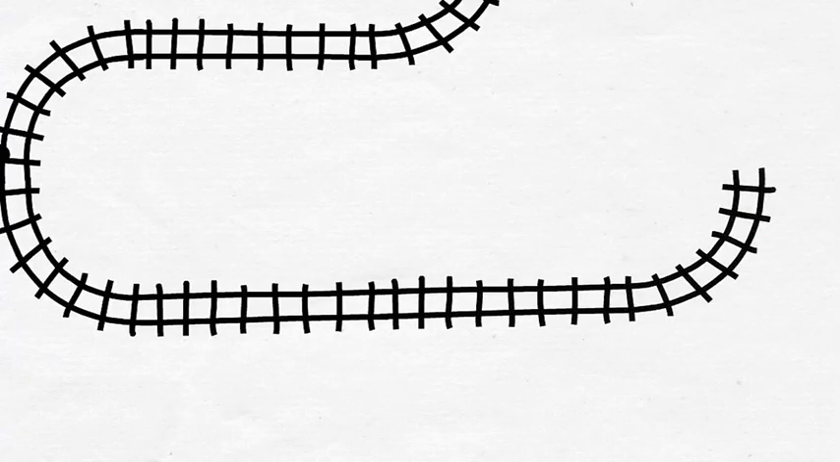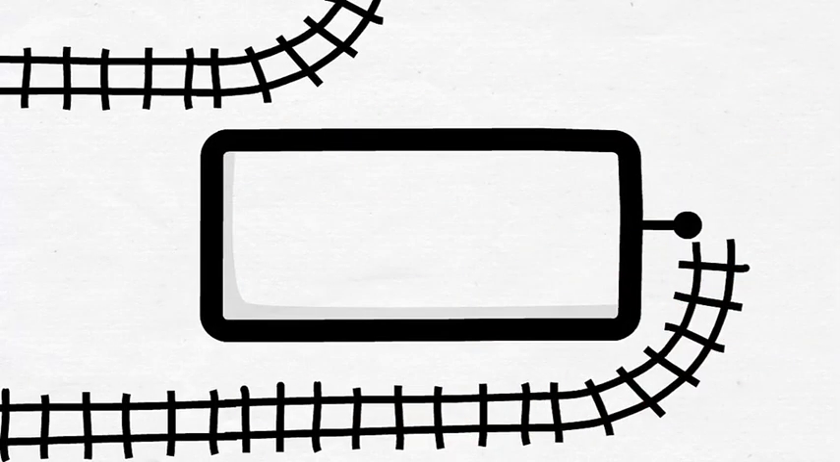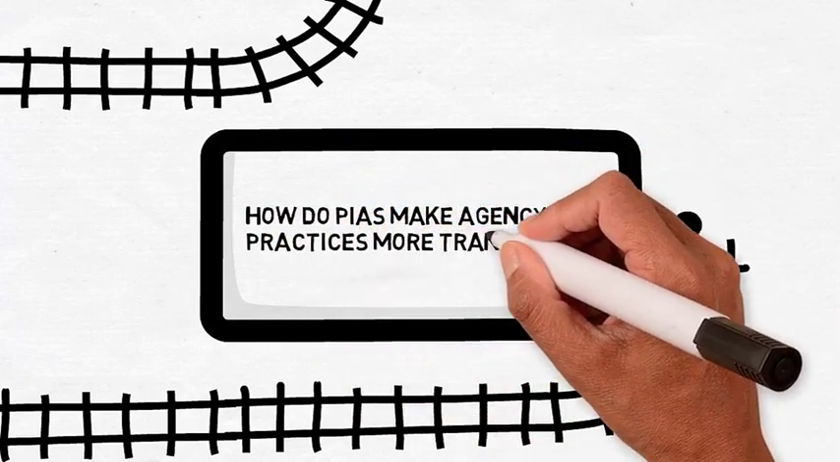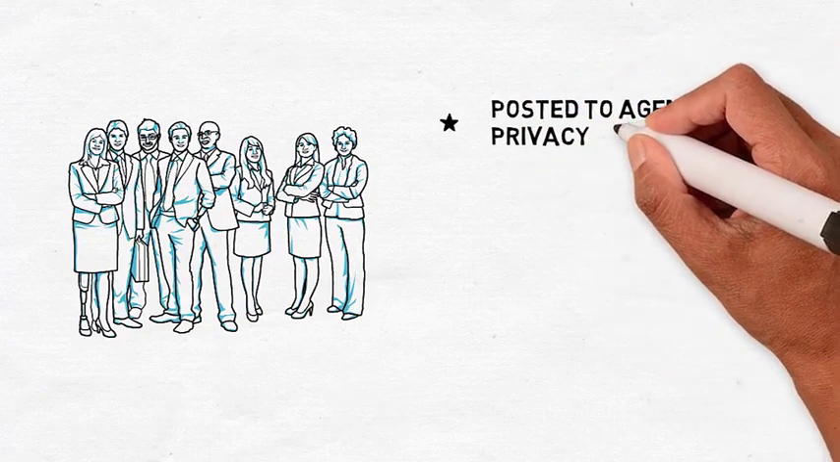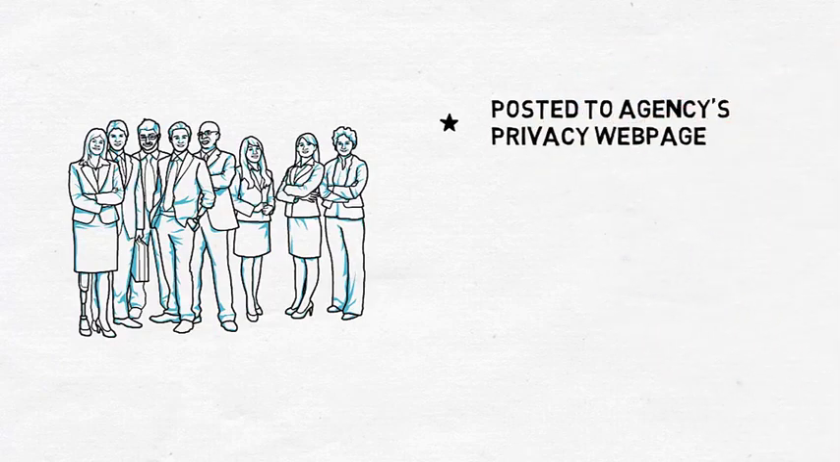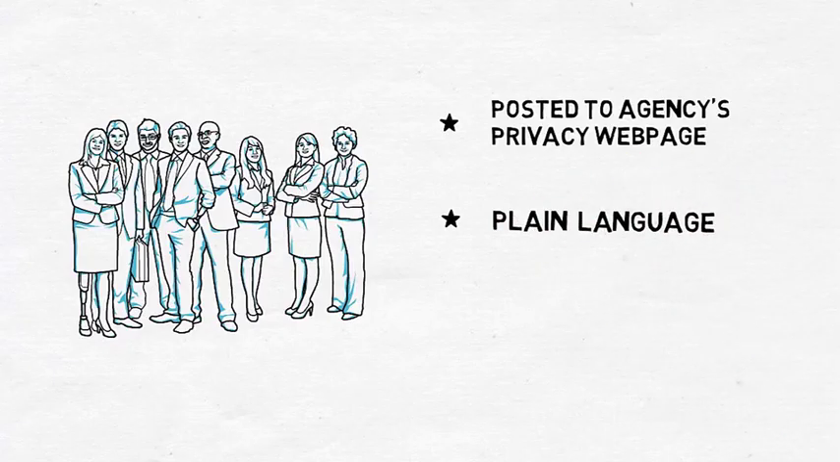Lastly, let's discuss how PIAs can increase transparency around agency information management practices. PIAs also serve a public notice function. Information in PIAs that can be released to the public is made available on the privacy program page on the agency's public website. This documentation must use plain language that makes it clear how the agency handles PII.